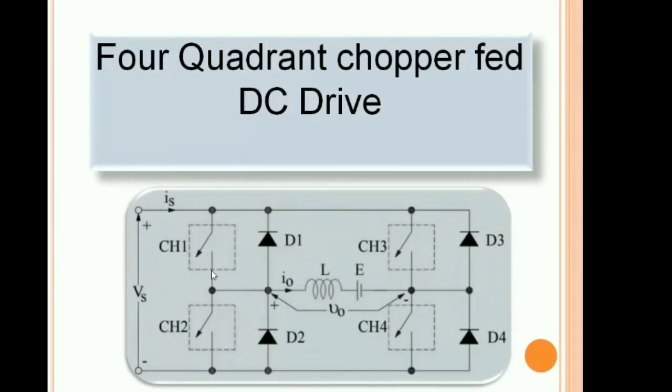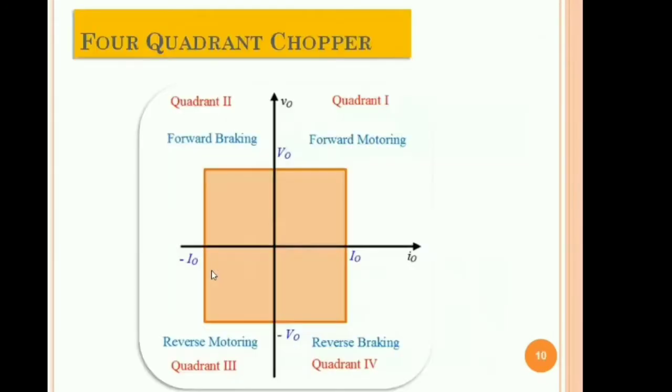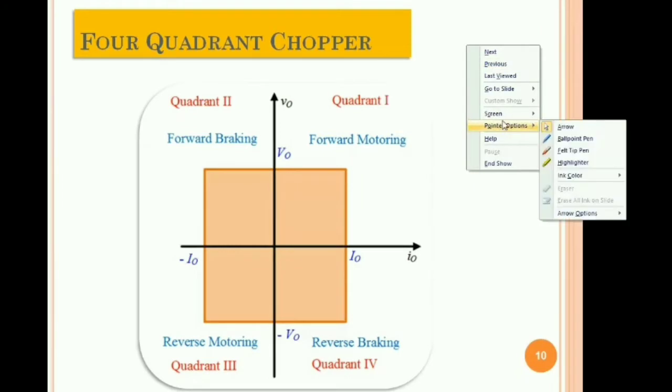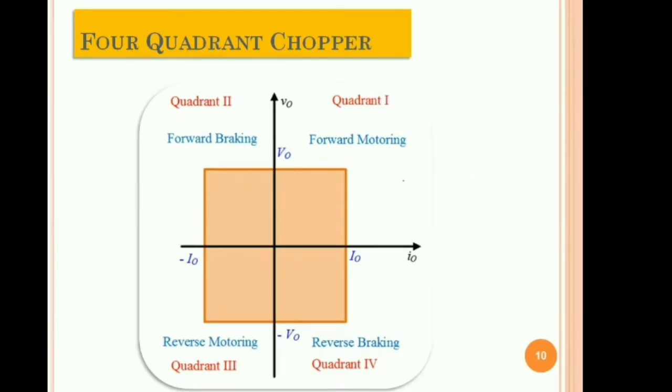Here we are going to see the different modes of operation in terms of chopper switches. So these are the four-quadrant modes of operation. We have the first quadrant, where voltage and current are positive, so that is called forward motoring. And in the second quadrant, current is negative and voltage is positive. The electrical power is a negative quantity, so that we have the forward braking.